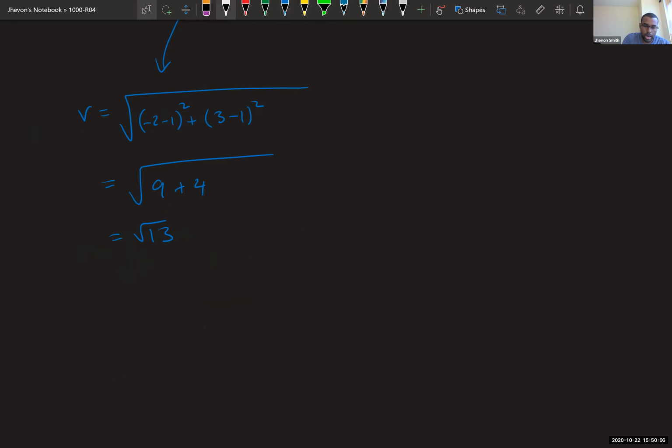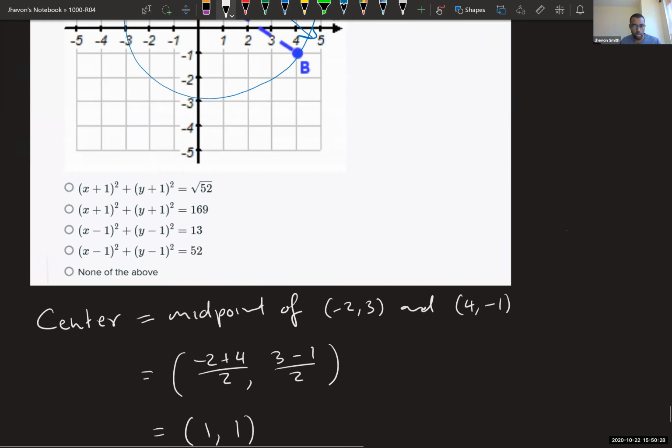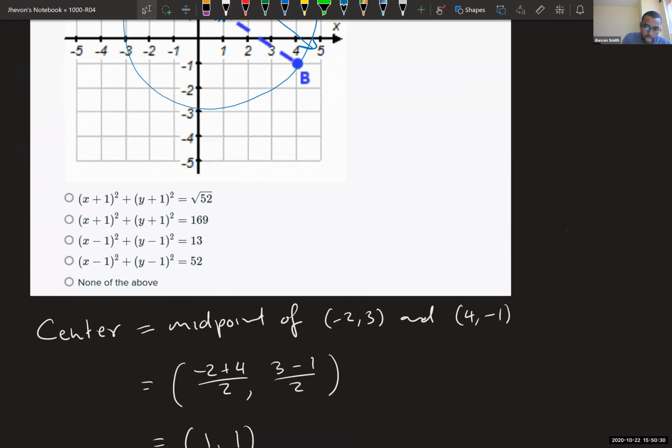And so this means the circle is (x minus 1) squared plus (y minus 1) squared, because I know the center is 1, comma 1, and radical 13 squared, which is just 13. And that's the third option.